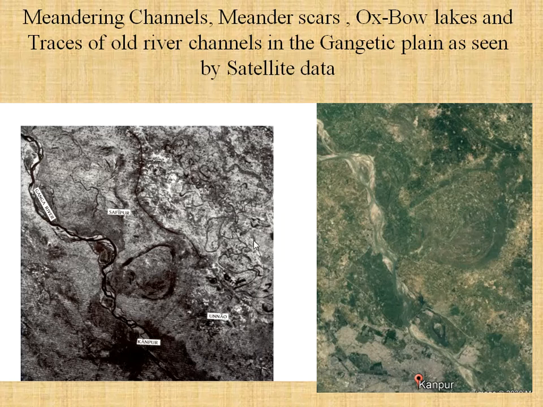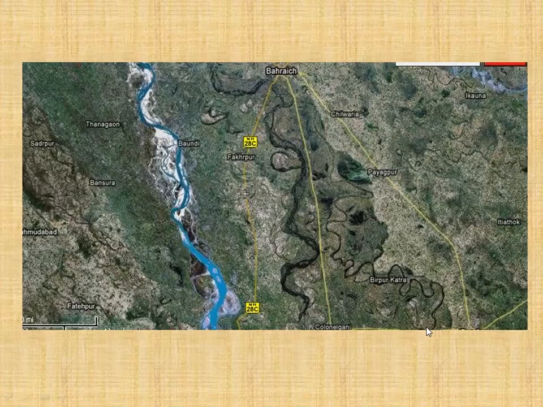This is again the meander scars near Kanpur, upstream of Kanpur. The same photograph, the same Kanpur, and here they are the meander. So you can see that earlier this Ganga river had a large meandering channel, and now the channel has straightened down.